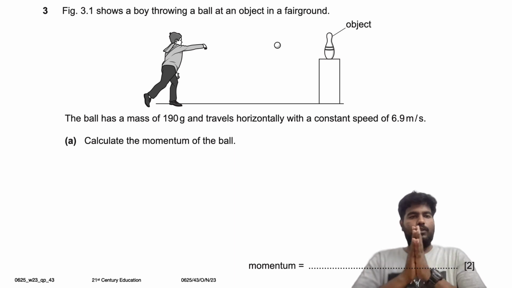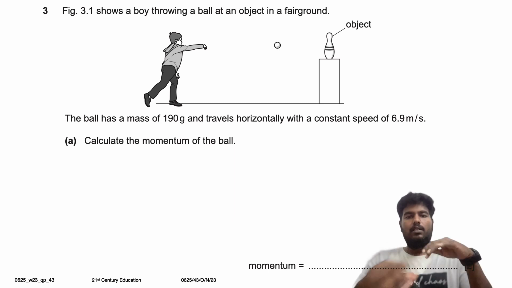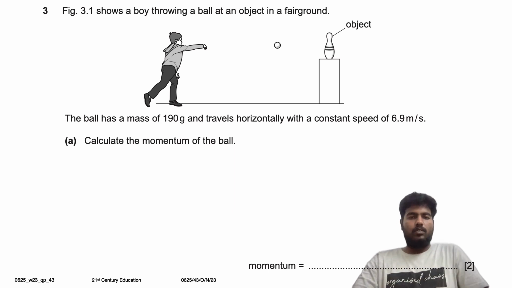Figure 3.1 shows a boy throwing a ball at an object in the fairground. The ball has a mass of 190 gram and travels horizontally with a constant speed of 6.9 meter per second. Calculate the momentum of the ball. What is momentum? Mass times velocity. So momentum is mass into velocity.